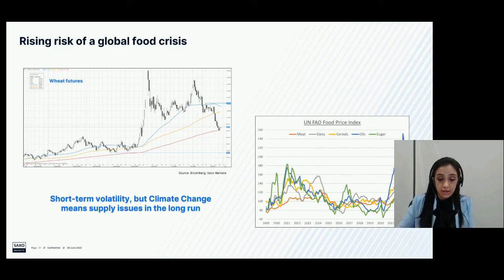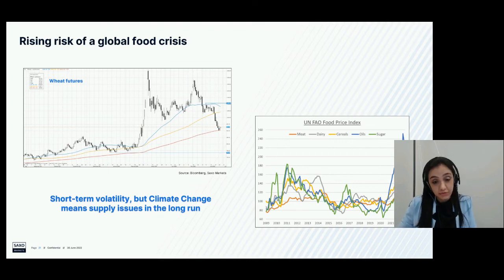Climate change, like I gave the India example, the heat wave was there and spoiled the crop for wheat. Similarly, even US planting is not at the same levels. It's much below its five-year averages. So that's one reason which will in the long run still continue to push food prices higher.